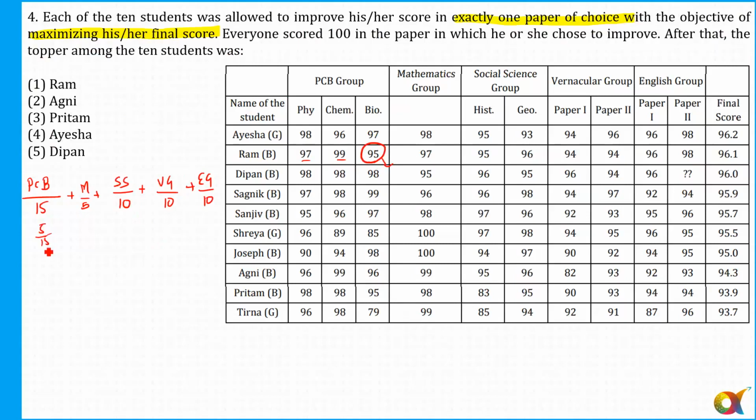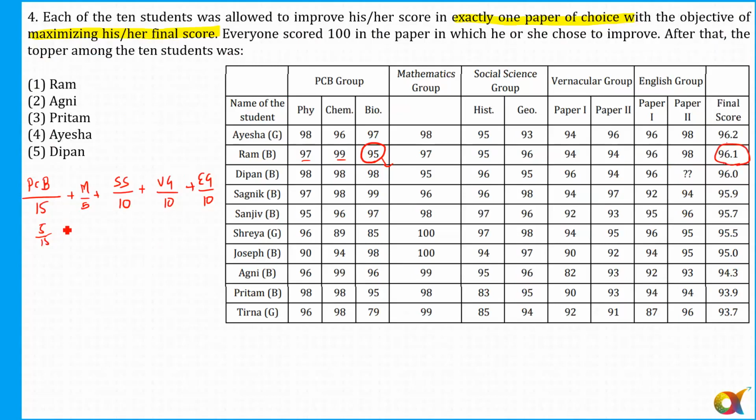5 by 15, right? Because 5 marks extra are coming. He's getting 5 marks, and that 5 will be distributed among 15 here. So 5 by 15 is 1 by 3. So the average will change by 1 by 3. The initial average of Ram is 96.1, and the average will be 96.1 plus 0.3. Similarly, you need to calculate for each of them.